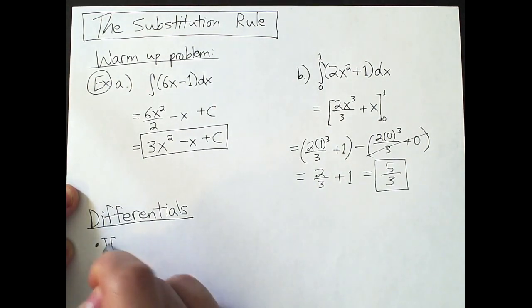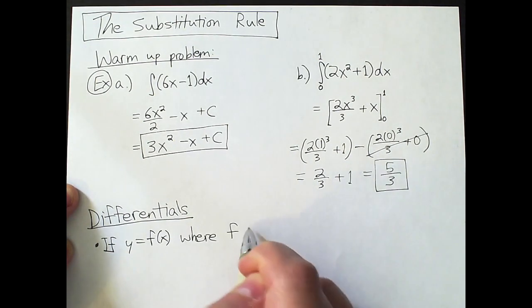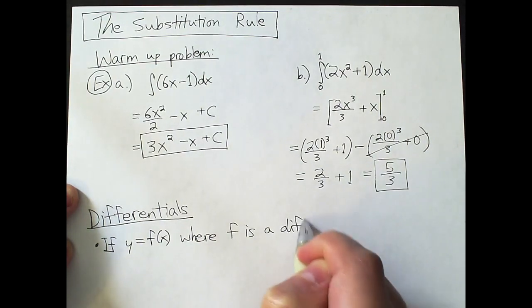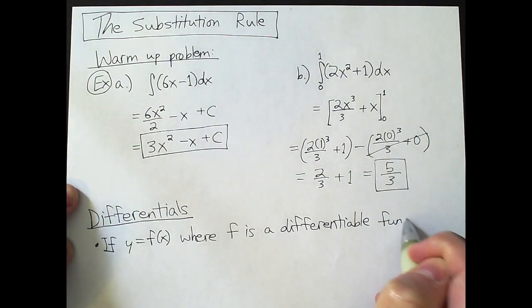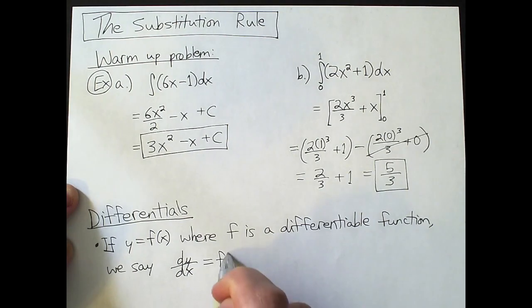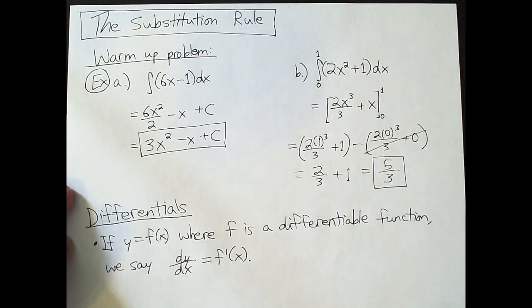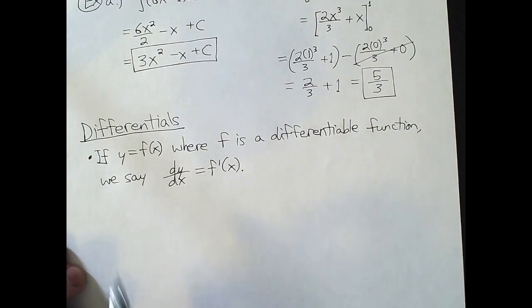So if y equals f of x, where f is a differentiable function, we say dy dx equals f prime of x. So we've been saying that for a while now, right? We've been saying that all semester. That's just the notation that we use for the derivative. We could either call it f prime of x, or we could call it dy over dx. So that sentence is not really anything new.